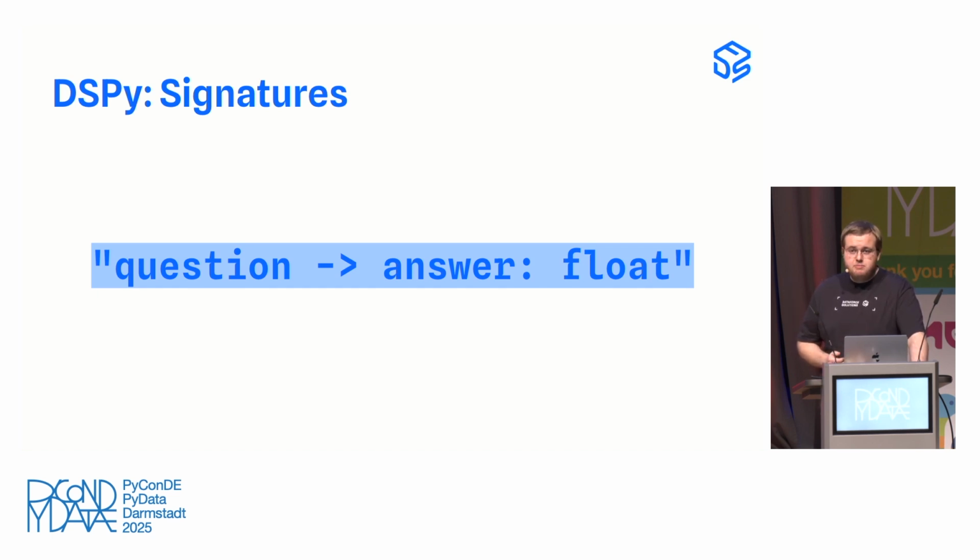A simple signature might look like this, which is just a string. Intuitively, just by looking at it, we can realize that here we want our input to be a question, we want an answer as an output, and our answer needs to be a floating point number.